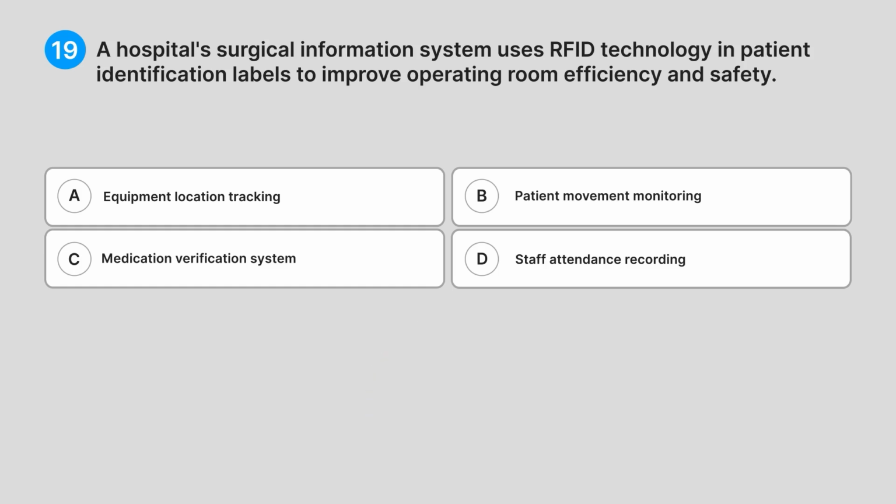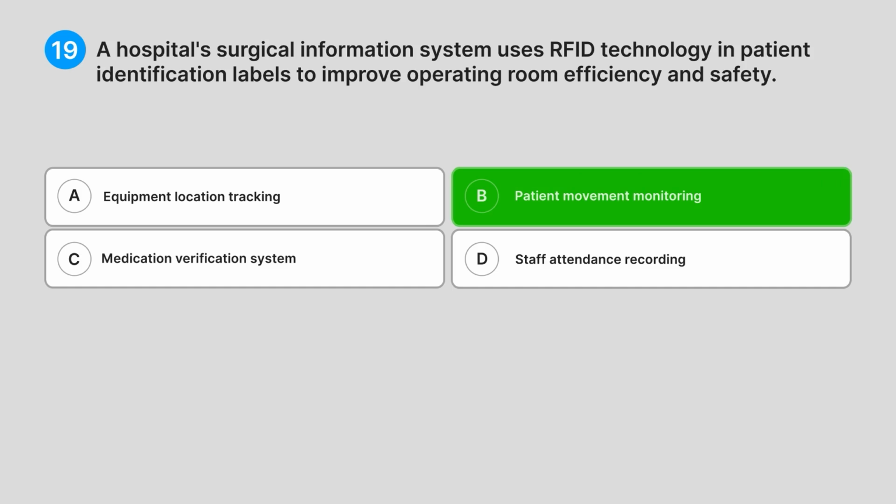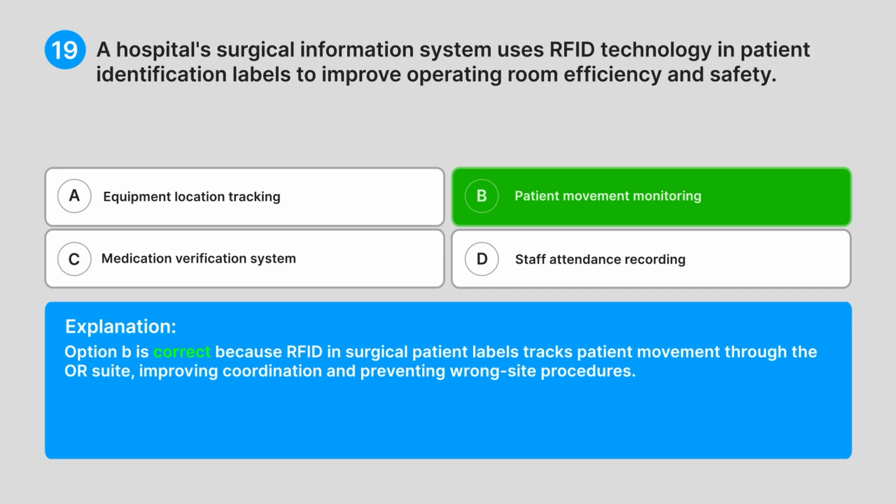Correct answer. B. Patient movement monitoring. Explanation. Option B is correct because RFID in surgical patient labels tracks patient movement through the OR suite, improving coordination and preventing wrong site procedures.